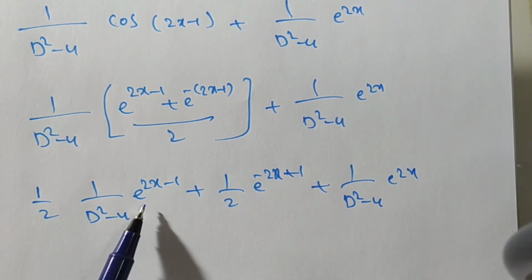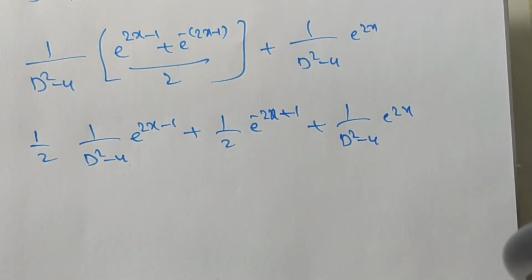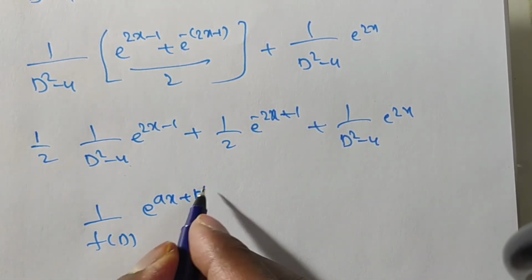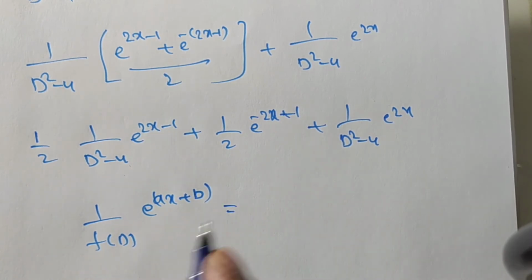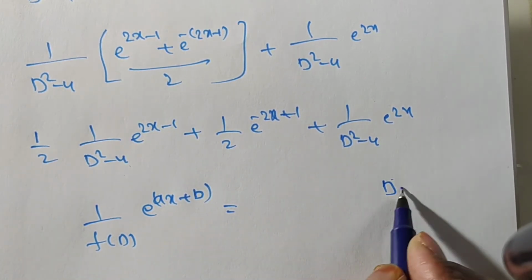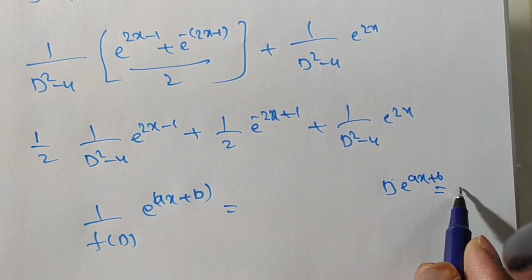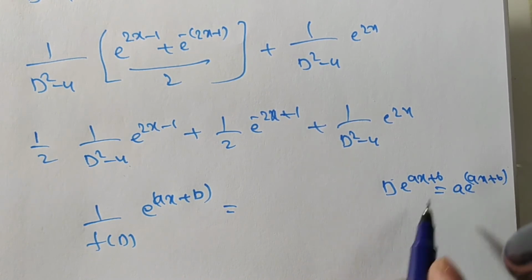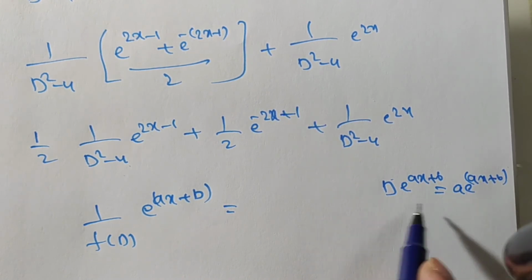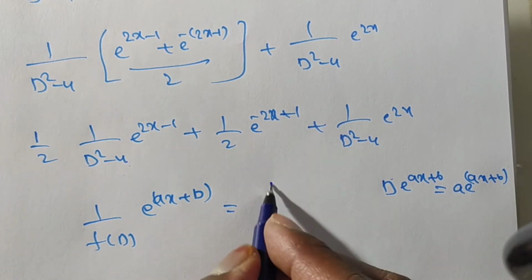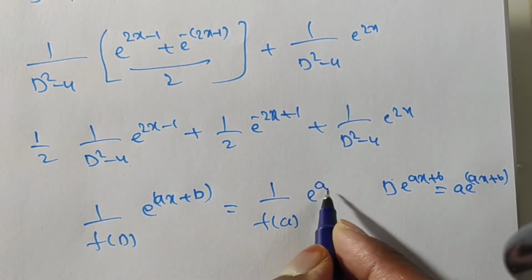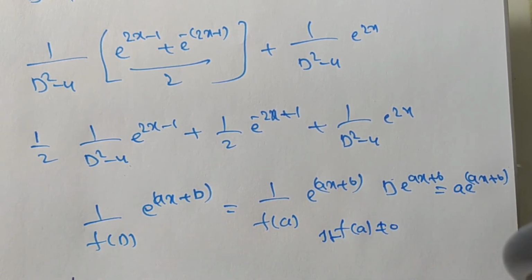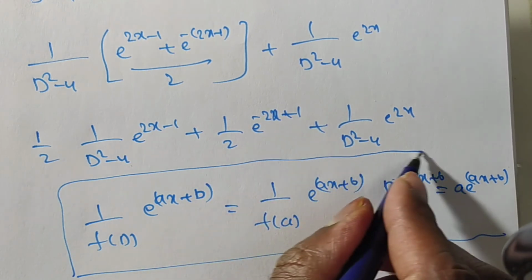Observe, all are e power functions only. Now you see, can I compare this with 1 by f of D into e power ax plus b, or e power ax, whatever it may be? We will replace D by a, because the derivative of e power ax plus b is a into e power ax plus b only. So in this case, the e power ax plus b cancels, and we replace D by a. Here also we will do f of a into e to the power of ax plus b. This is possible only if f of a is not equal to 0. Otherwise we cannot apply this formula.